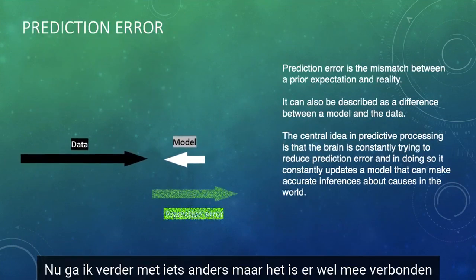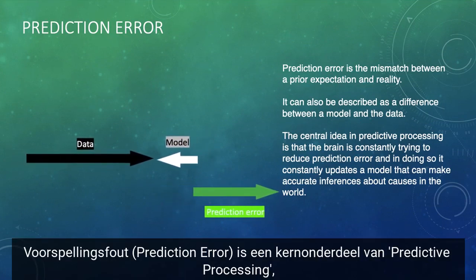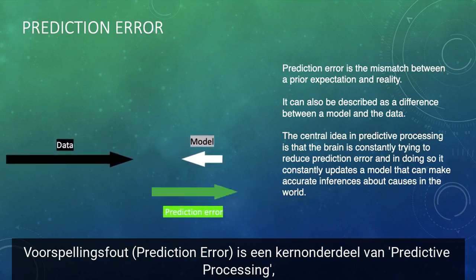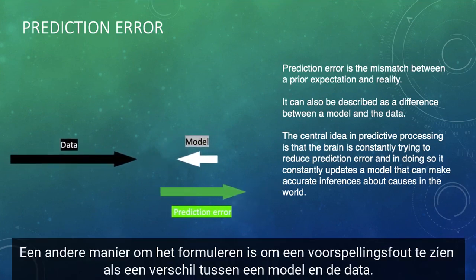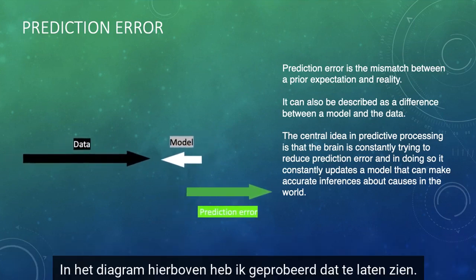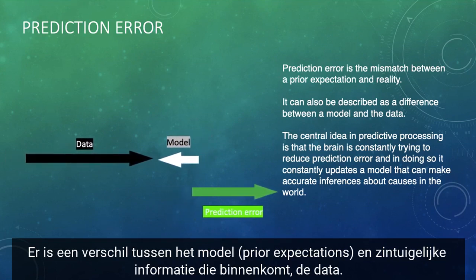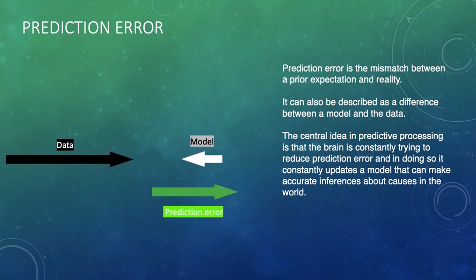Okay, so I'm going to move on to something a little bit different, but related, which is prediction error. Prediction error is really the core feature of predictive processing. It's the mismatch between a prior expectation and reality. Another way of phrasing that is to say that prediction error is the difference between a model and the data. I'm trying to show that with my little diagram. If there's a difference between the model, or the prior expectations, and the sensory information coming in, then the difference is the prediction error.